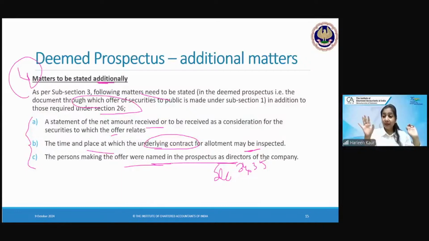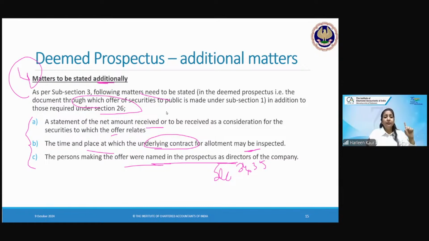Is that clear? So along with section 26, additional matters to be included in the prospectus are: number 1, net consideration received or to be received for such securities, sale of such securities. Number 2, the time and place where the contract between the company and the issuing house can be inspected. And the persons who are making this offer, who are named in the prospectus, will be acting as the directors of the company. Is that clear?